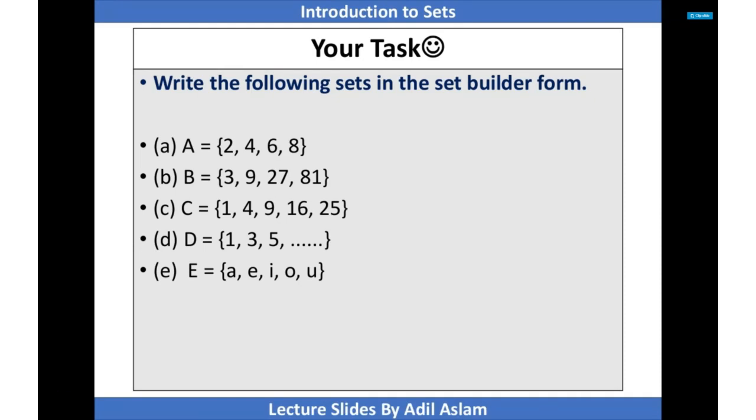So 3, 9, 27, 81. Probably this will need the knowledge of sequences, so let's see what happens there. I think there's a common ratio of 3. So 3 times 3 is 9, 9 times 3 is 27, 27 times 3 is 81. So there's a common ratio of 3.